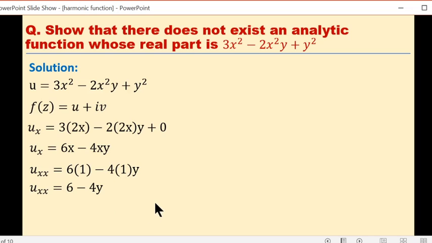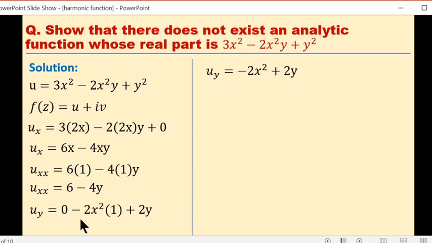Alright. Next we differentiate u with respect to y. So here is our u. We are differentiating it partially with respect to y. So its partial derivative with respect to y will be uy equal to, this is 3x squared, which has no y term, so its derivative is 0, minus 2 into x squared as it is, the derivative of y is 1, plus the derivative of y squared is 2y. Okay, we'll write this properly. So we get uy equal to minus 2x squared plus 2y.